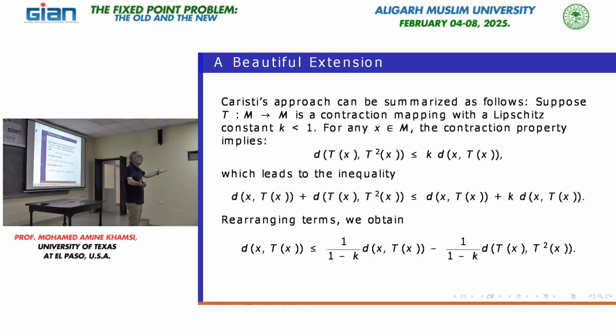Otherwise, it doesn't make sense. Let's continue. He added this term here, this term here. No problem. Then he moved this one to the other side, and this one to this side. You will find 1 minus k times d(x, Tx), and here you will find this minus this. Divide by 1 minus k, k is less than 1, and you end up having this inequality.